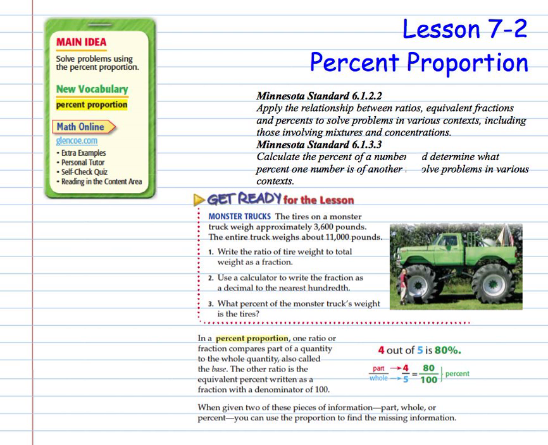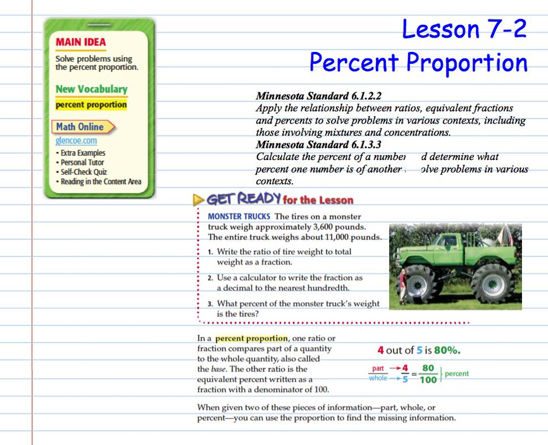This is Lesson Quiz 7-2, Percent Proportion. The tires on a monster truck weigh approximately 3,600 pounds. The entire truck weighs about 11,000 pounds. Write the ratio of tire weight to total weight as a fraction.